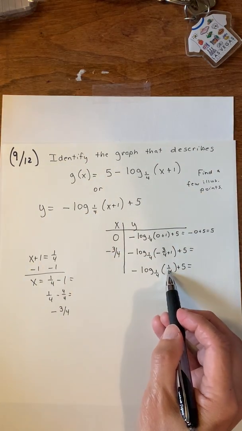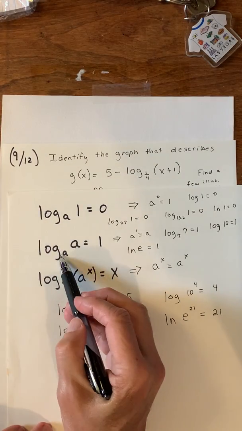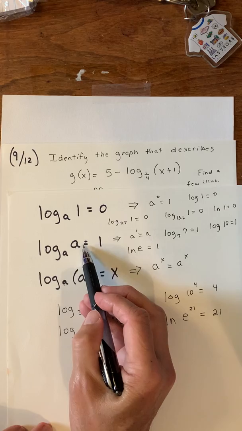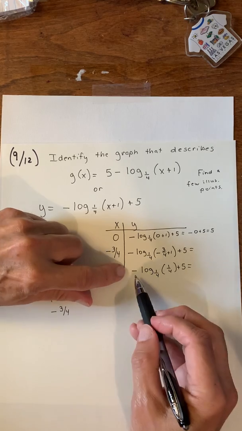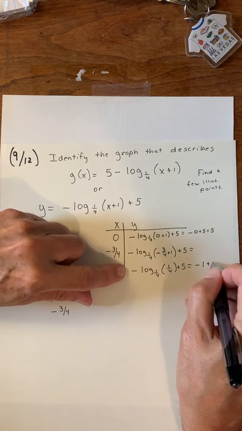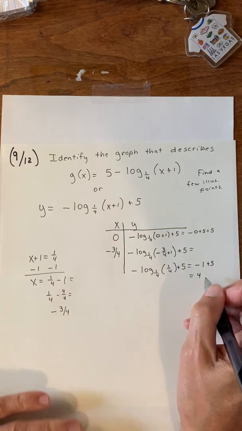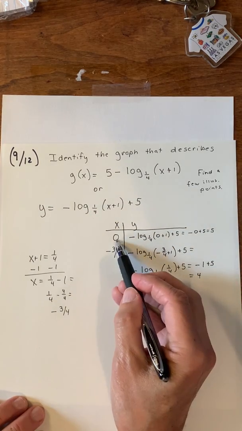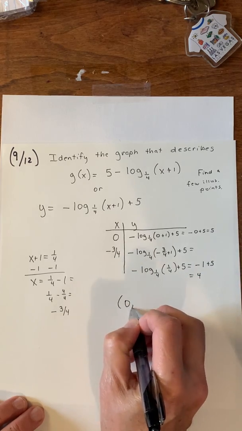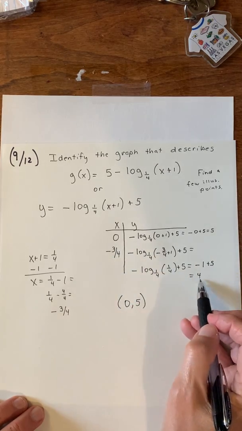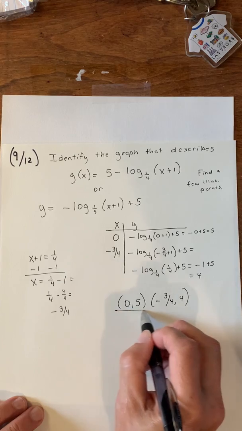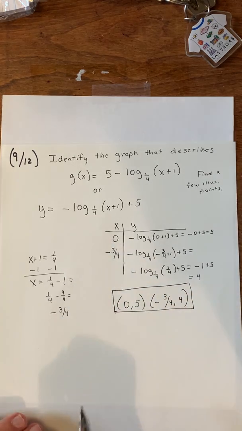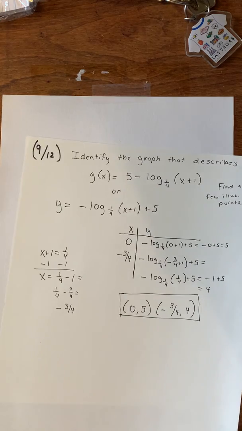Now remember, when my base and my number are identical, log base a of a, log base 1/4 of 1/4, that's just equal to 1. So this is 1. Make it negative. I get negative 1 plus 5. I get 4. So I have 2 points, (0, 5) and (negative 3/4, 4). And believe me, there's only one graph that has those 2 points, and that's the one you choose. All right, just about finished.